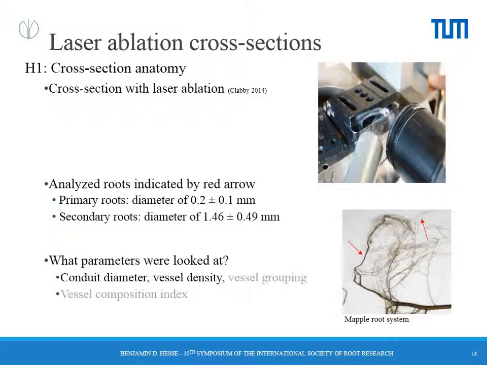So for the first question, we didn't use the classical approach in cross-sectioning, we used laser ablated cross-sections. So our roots were actually cut by a laser and then high-quality images were taken. And we did that for, so far, 2 kinds of roots. So the primary roots, the very fine ones, which have a diameter of 0.2 millimeters, and for a bit bigger roots with a diameter of about 1.5 millimeters. We measured a whole lot of parameters, but today I want to show you the most interesting one, or well, the easiest ones, let's say. It's the conduit diameter and the vessel density.